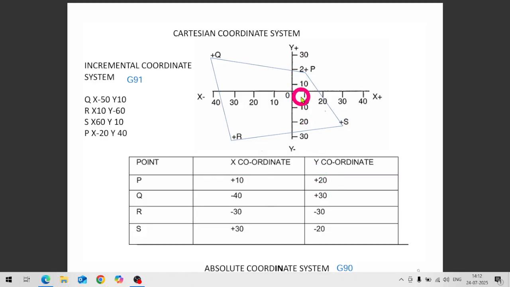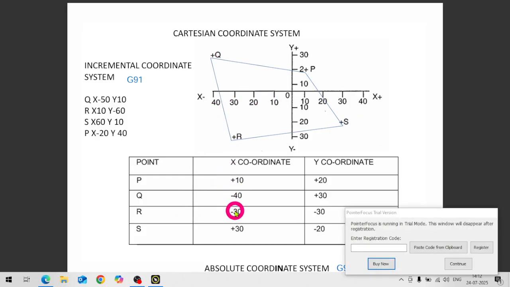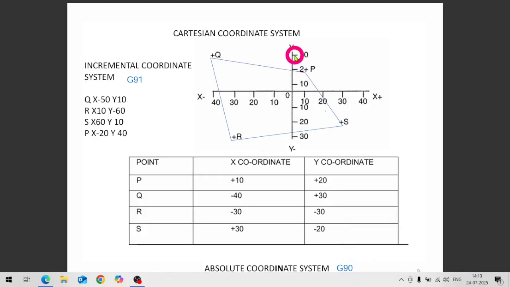Then we go for the second point, which is point Q. This Q point is on the minus side in the x-axis and on the plus side in the y-axis. So here Q's x coordinate is minus 40. If I see here 10, 20, 30, 40, this is at minus 40. And the y coordinate is 30 mm: 10, 20, 30. So y is equal to 30.